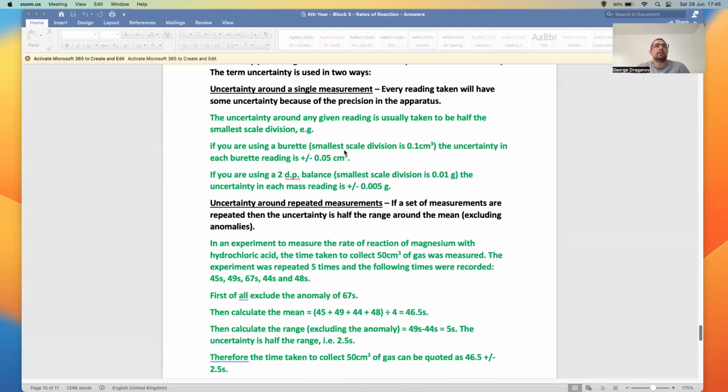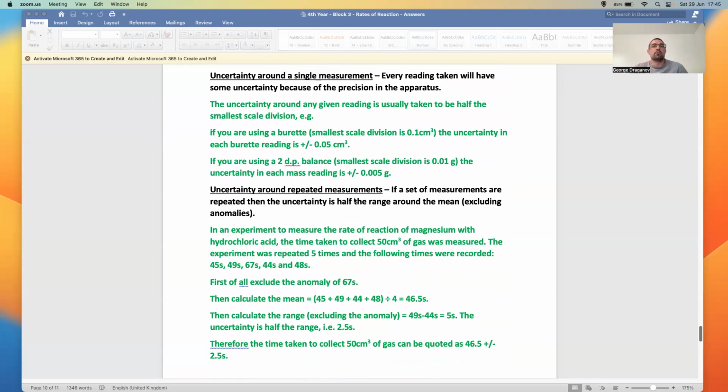Uncertainty around repeated measurements. So this was single measurement, this is repeated measurements. If a set of measurements are taken and are repeated, then the uncertainty will be half the range around the mean. So for example, if you were collecting gas and you got these 5 results, clearly 67 is anomalous, so we exclude it. Then we take an average of the 4 numbers left and we get 46.5.